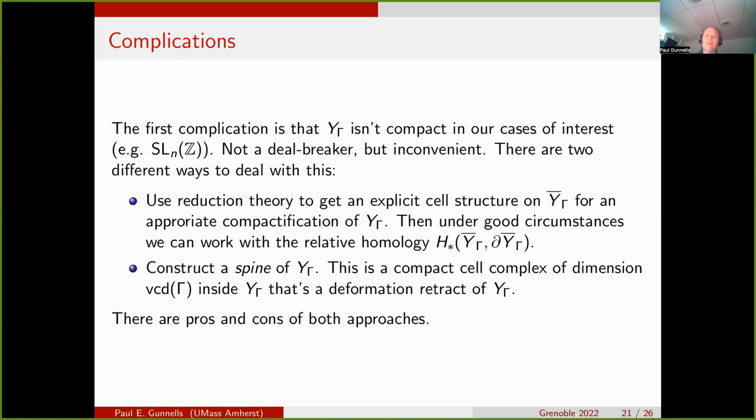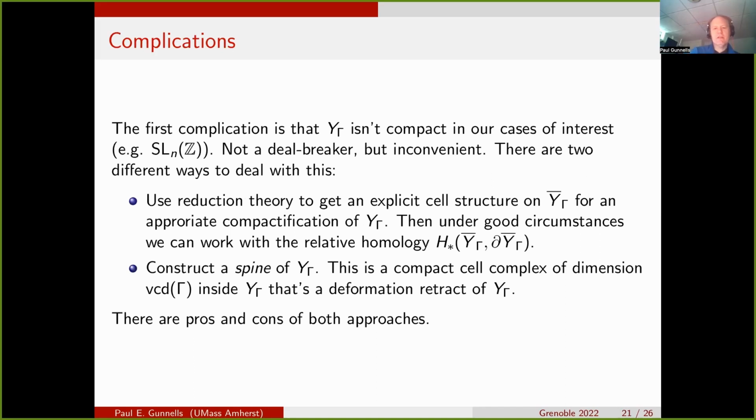So one of the complications is that Y gamma is not compact, okay? It's not the biggest deal, but it does make some things inconvenient from this point of view. So there's sort of two different ways you can try to deal with this. So we can try to get a cell structure not on Y gamma, but on some compactification of Y gamma. And I'm not saying which one, I'm just saying some appropriate compactification. So if you have that, then at least under good circumstances, you can work with the relative homology of the compactification modulo its boundary, okay?